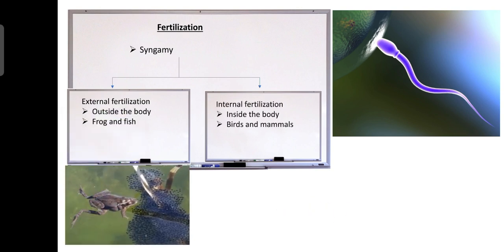There are two types of fertilization here. External fertilization and internal fertilization. External fertilization, where does it happen? It takes place always outside the body. Examples are the fish and the frog. Internal fertilization takes place inside the body. Examples are the birds and the mammals.